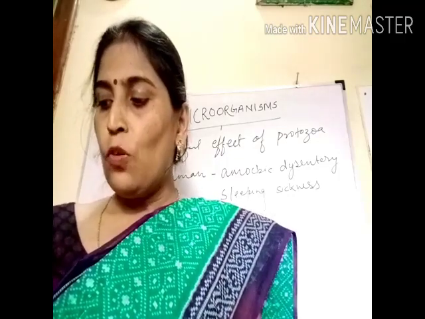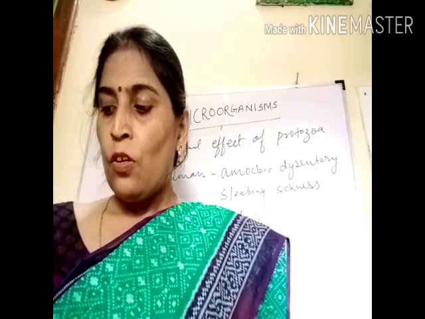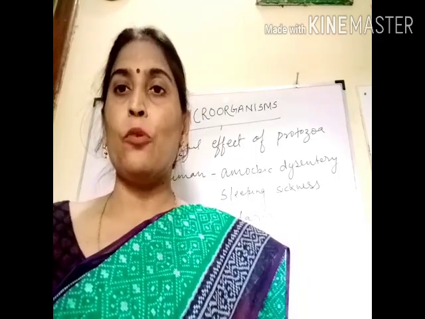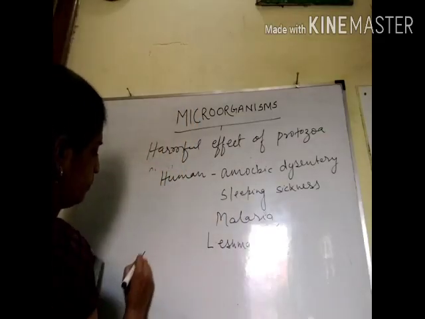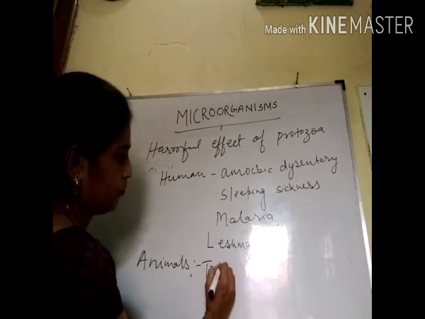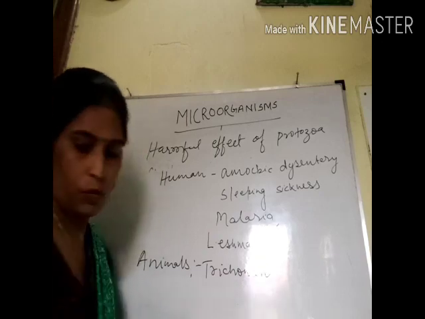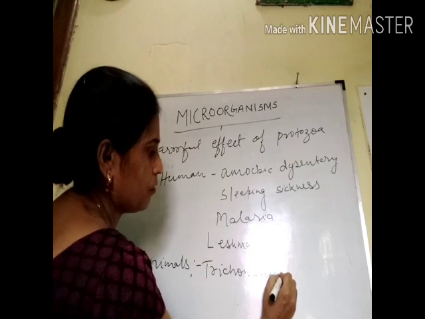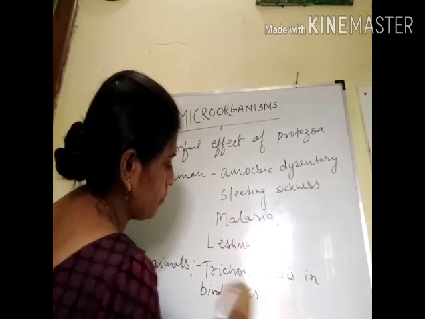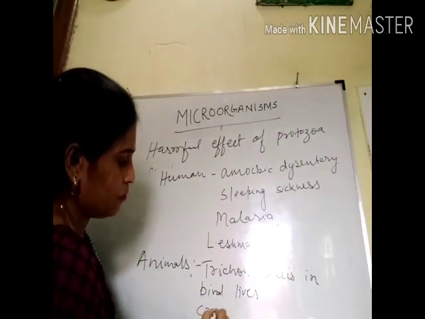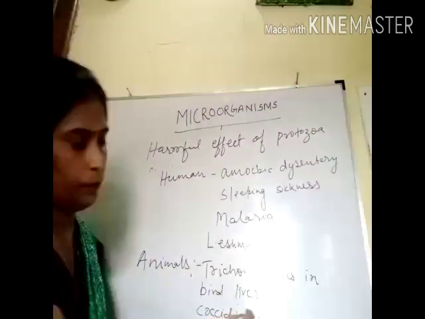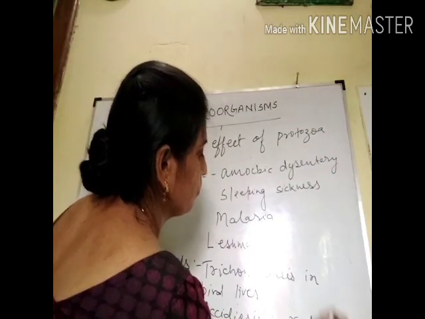Now in animals, trichomoniasis in bird liver, coccidiosis in rabbit and kidney coccidiosis in geese. These are diseases caused by protozoa in animals.